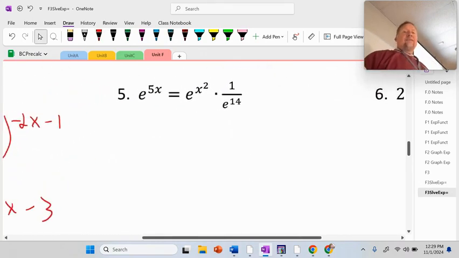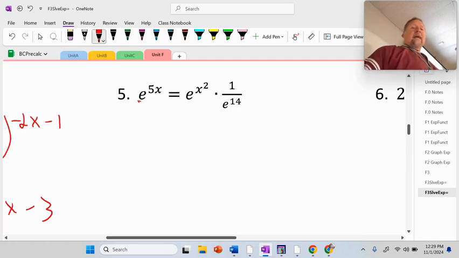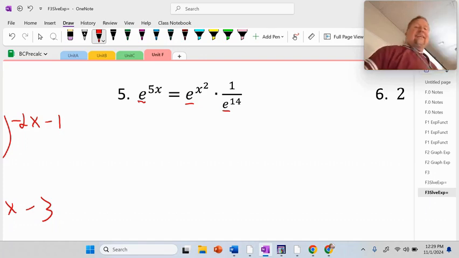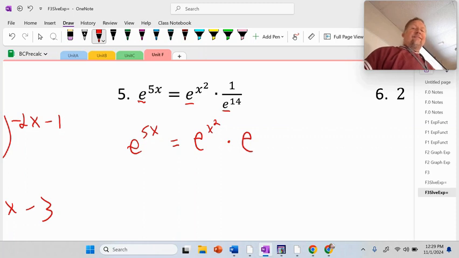Oh, no big thing. What's the common base here? This is tough. What's the common base? E. So this is e to the 5x. And then this equals e to the x squared times e to the what, everyone? 3, 2, 1, go. Some people are waiting for the 3, 2, 1. Okay, and then what do you do with those exponents? Add them. So this is 5x.